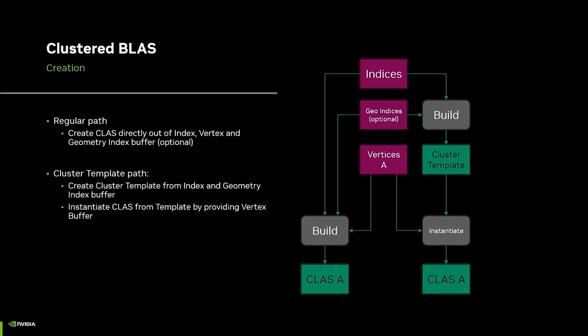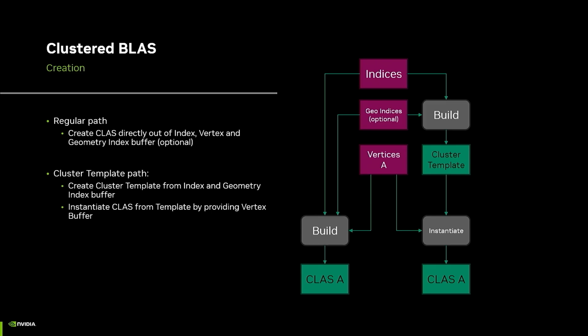But then we also have a completely different path to construct CLASs. We call this a cluster template path, using another new object called cluster templates. You build these from just indices and geometry indices, again, also optional. And then you end up with a cluster template object. And then you can instantiate this cluster template object to create a CLAS. So in this case, I end up with exactly the same CLAS in both paths. Just if I use a cluster template path, I have this intermediate object.